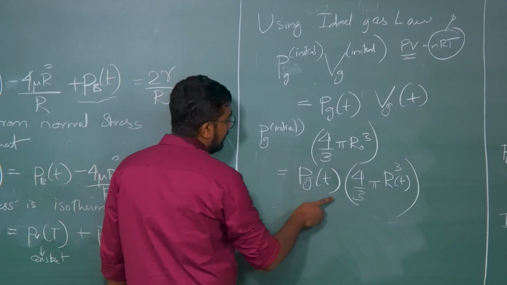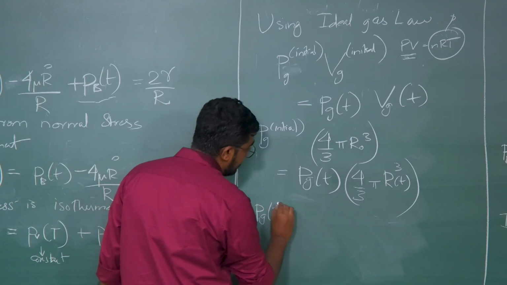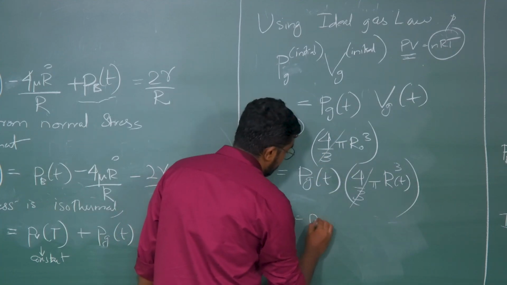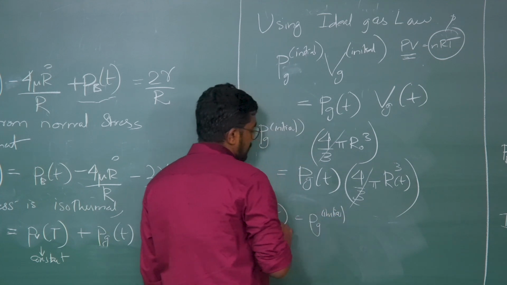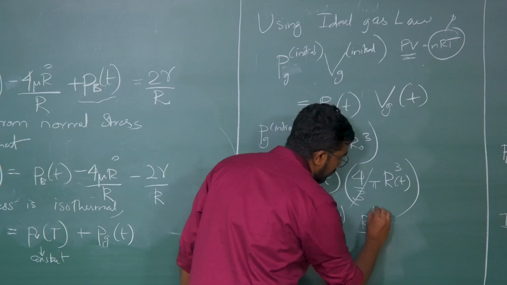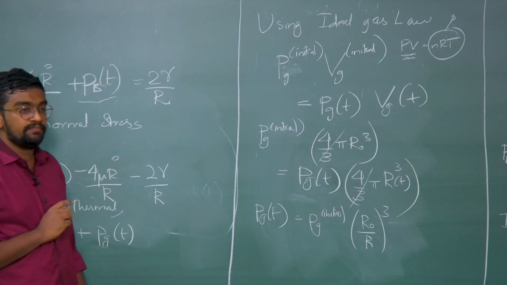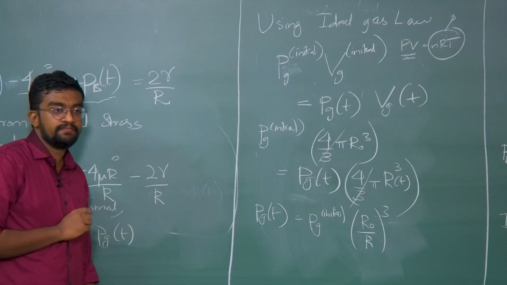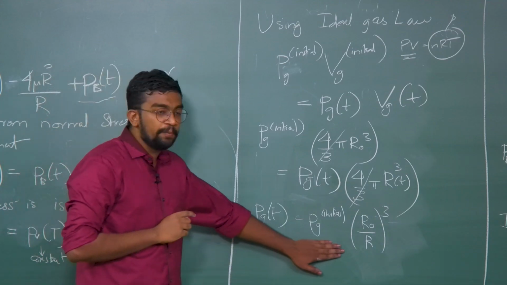So, we can write an expression for this. Pg of t is given by, you cancel off all the constants, you will get Pg initial into R0 by r the whole cube. Okay. Yes, that I will explain. So, we got it in terms of Pg initial.